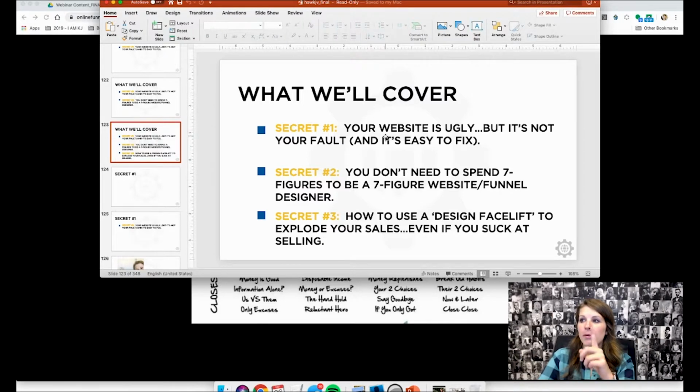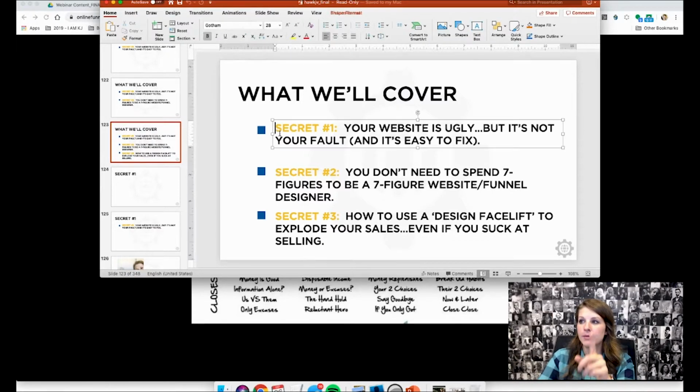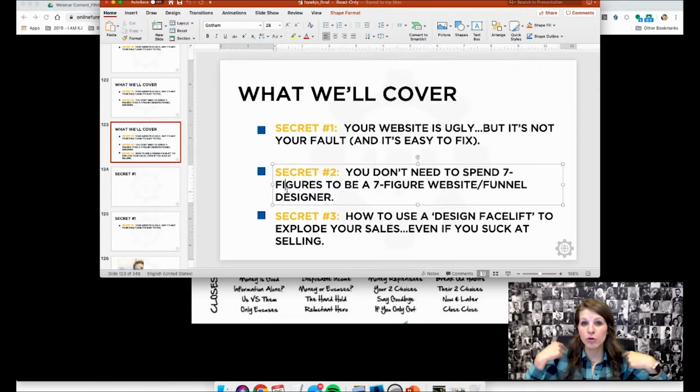This one is all about the vehicle, okay? Your website is ugly, but it's not your fault and it's really easy to fix. I'm going to show them how easy design hacking is to do. This one, you don't need to spend $1 million and a million things at times to do this. You can do this.